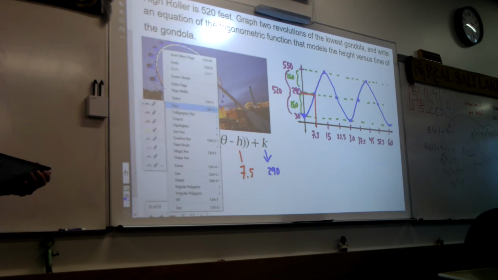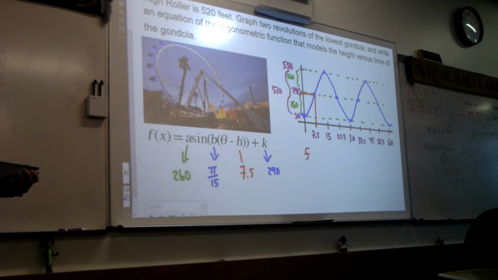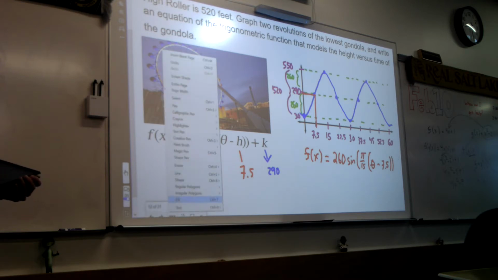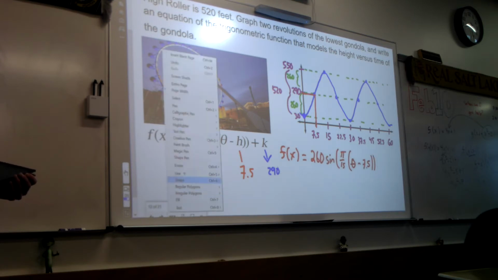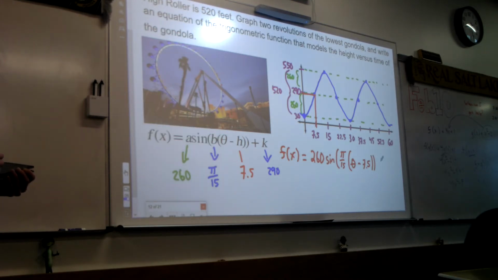So I'm going to put all of that together, and I'm going to get our function that's modeling this is going to be 260, that's the amplitude, sine of pi over 15, and then we're going to do theta minus 7.5. Make sure you close both parentheses. Oh, man. I'm running out of room here. All right. Technology is great. And then plus 290.